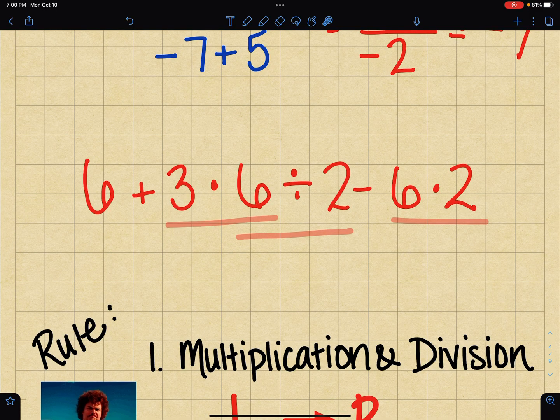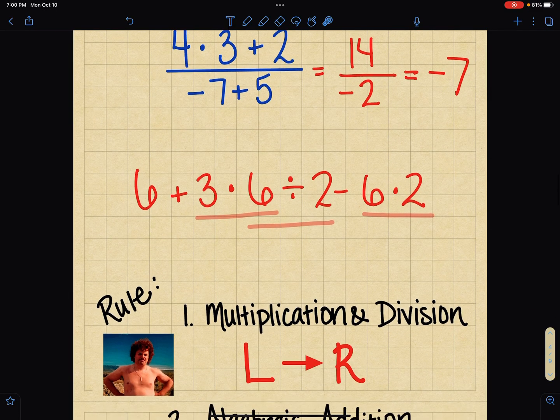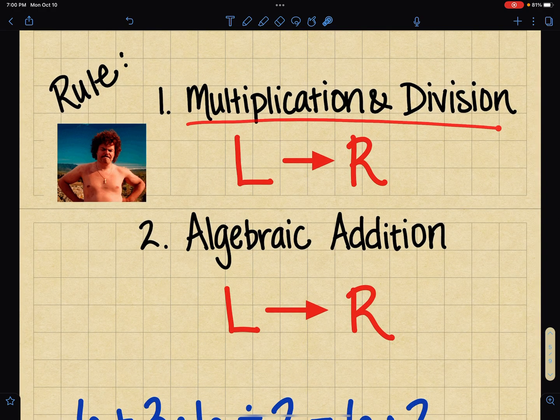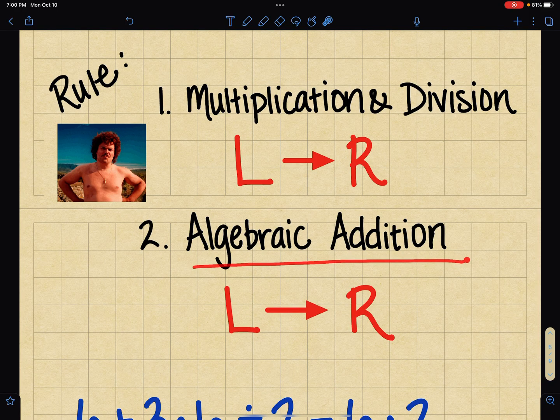So if you have a long problem like this, this is the rule. You start with multiplication and division, and you go left to right. Then you do addition and subtraction, but remember we don't call it subtraction in this book. We do algebraic addition, even if you're adding a negative number.